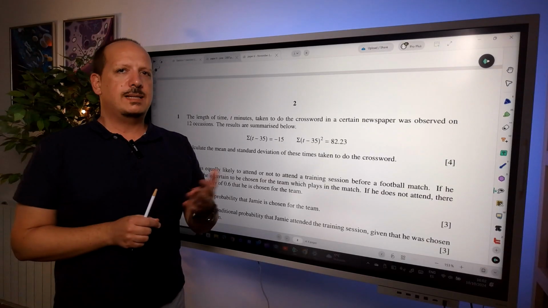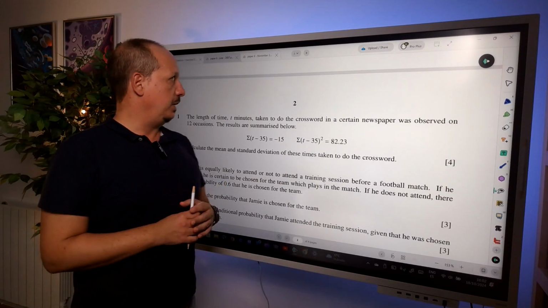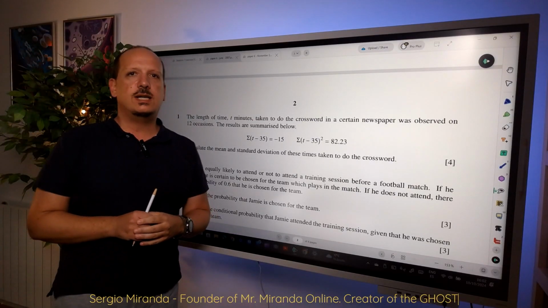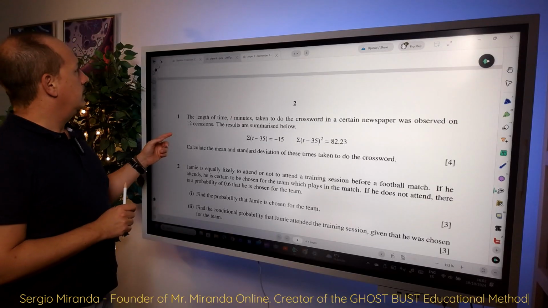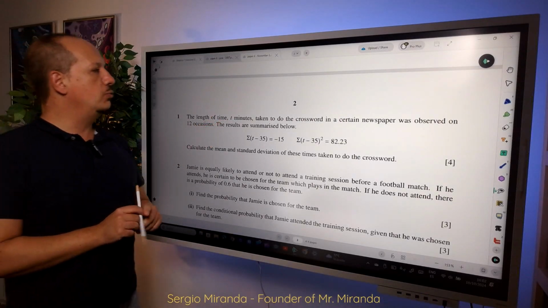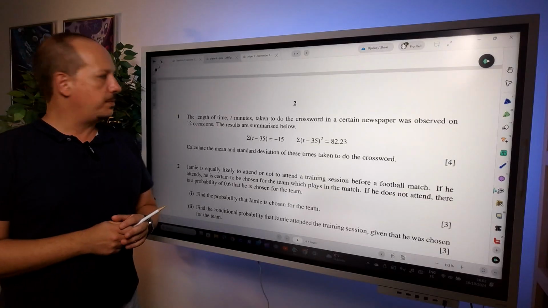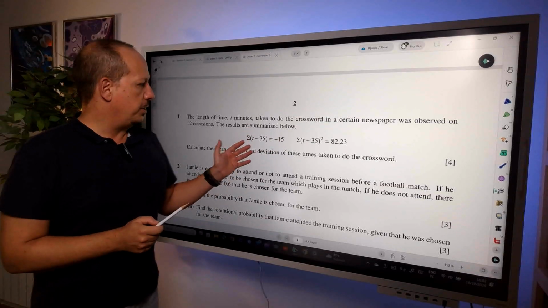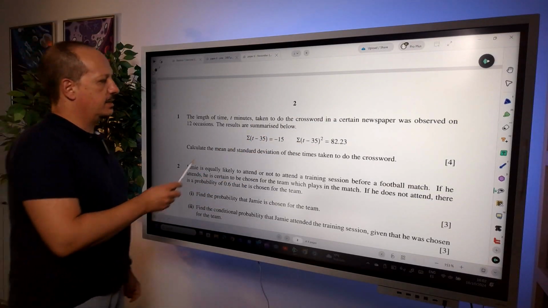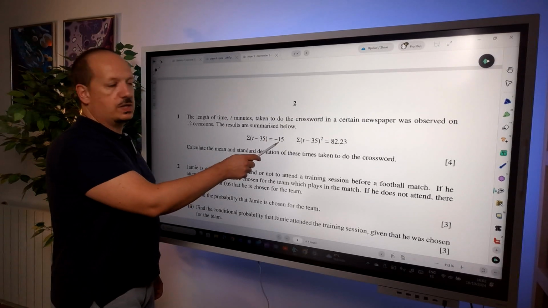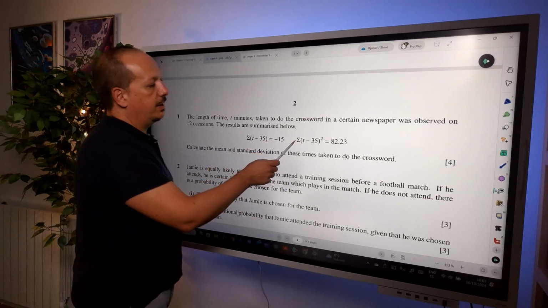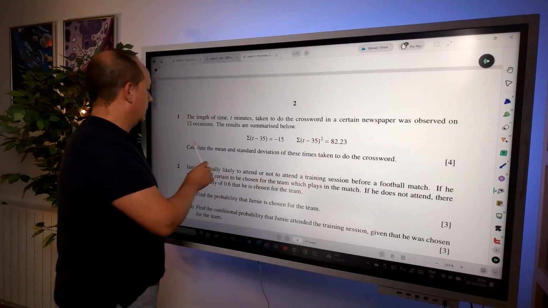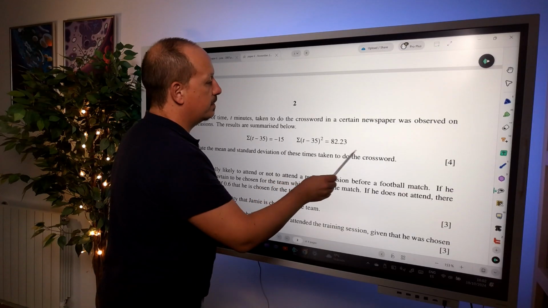Let's now look at some exam questions regarding assumed mean. This one is taken from a paper 6 June 2007, and it's question 1. The length of time, t minutes, taken to do the crossword in a certain newspaper was observed on 12 occasions. The results are summarized below. And here you have this data. The sum of t minus 35 equals minus 15, and the sum of t minus 35 squared equals 82.23. Calculate the mean and standard deviation of these times taken to do the crossword.